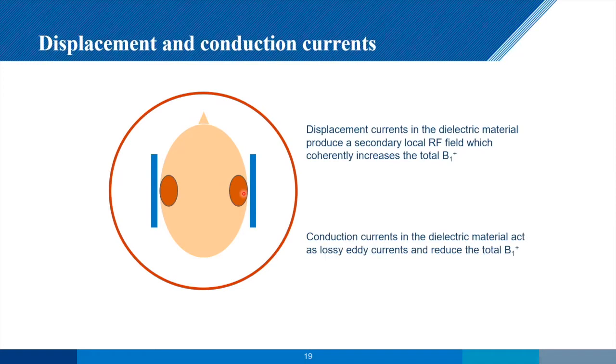You also get conduction currents, and conduction currents are not good, because they're effectively like eddy currents inside the body, so it reduces the total magnetic field. So what we want, of course, is that the displacement currents here are much higher than the conduction currents. That means we want to be at high frequency, so that's great.